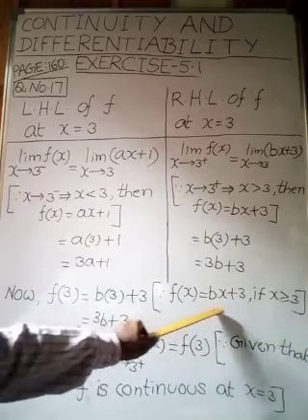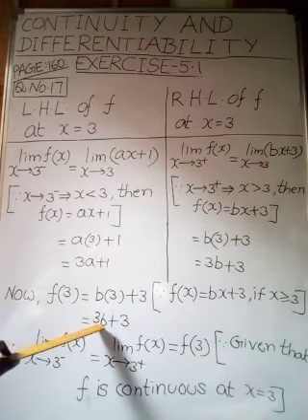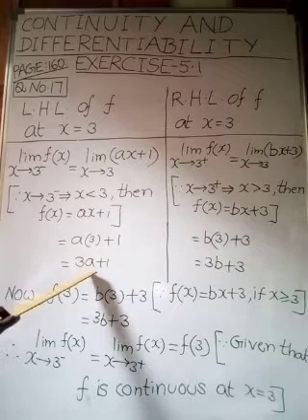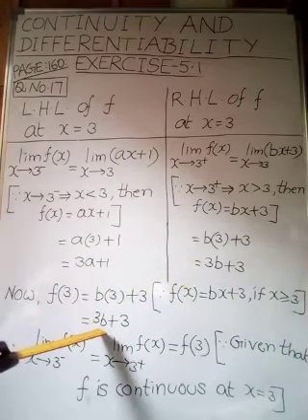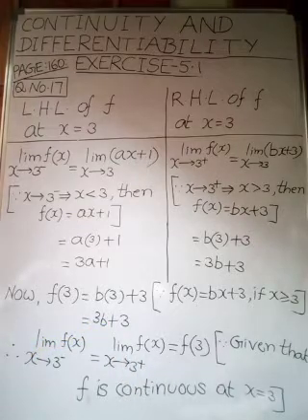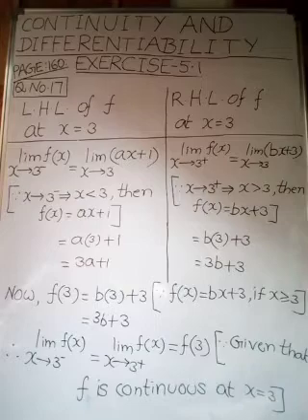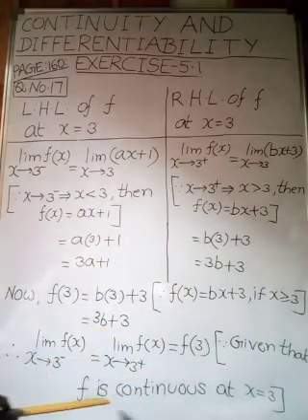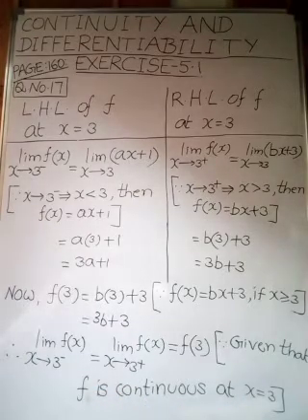So in this function we substitute x is equal to 3. Then we get here 3b plus 3. So this is left hand limit and this is right hand limit, and this is the function value at x is equal to 3. Now these three values are equal. We should equate these three values because it is given that f is continuous at x is equal to 3. In the question itself it is clearly given.